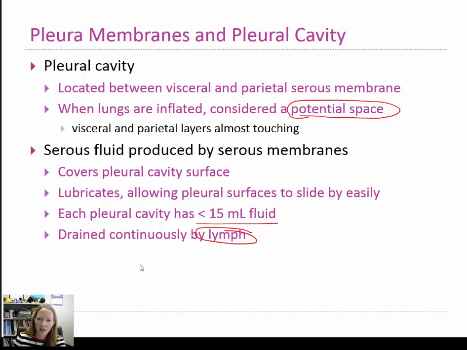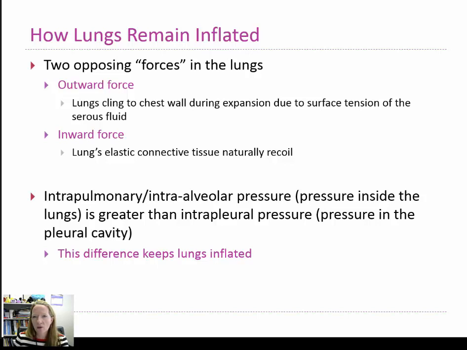It's made by the serous membranes, but drained by the lymph there. And they're really important as well for lubrication. So whenever the lungs inflate, deflate, we'll talk about with inspiration, expiration, how they are going to, of course, move. And that is going to make sure that those pleural surfaces are going to slide easily across one another. So let's talk about how the lungs remain inflated.